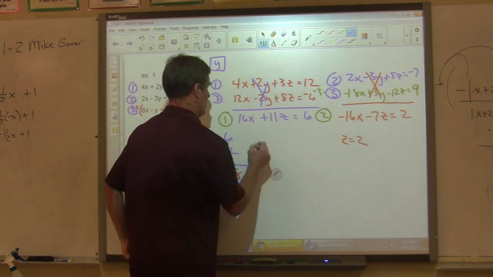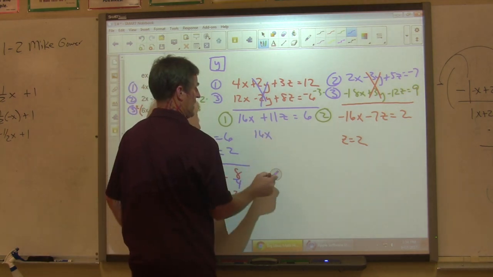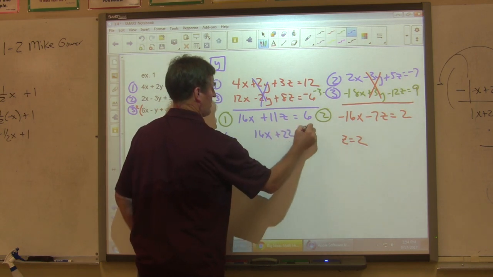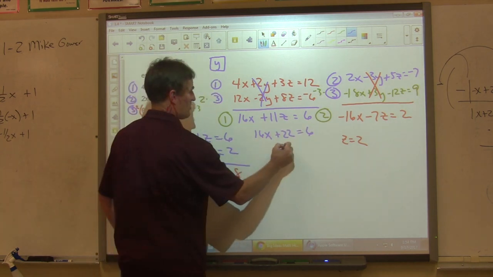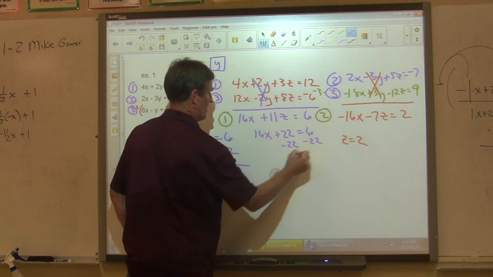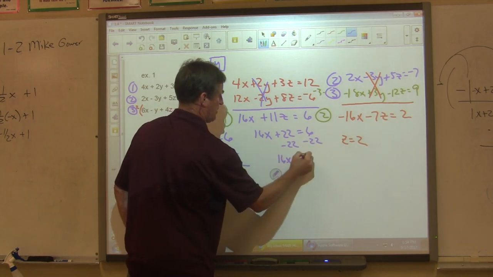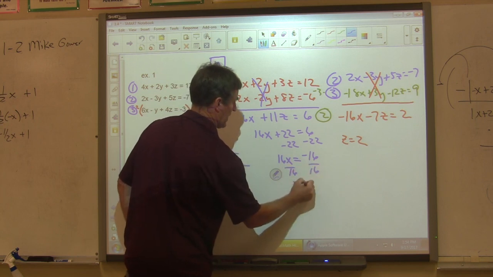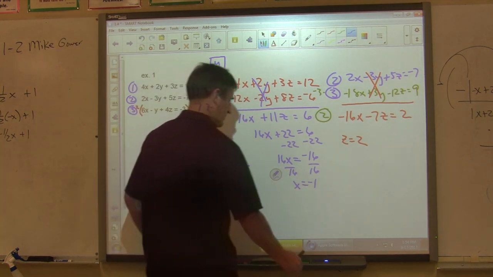If I plug it in here, I get 16x. 11 times 2 would be 22. Now I solve for x, subtract 22. 16x equals negative 16. Divide by 16 and we get x equals negative 1.